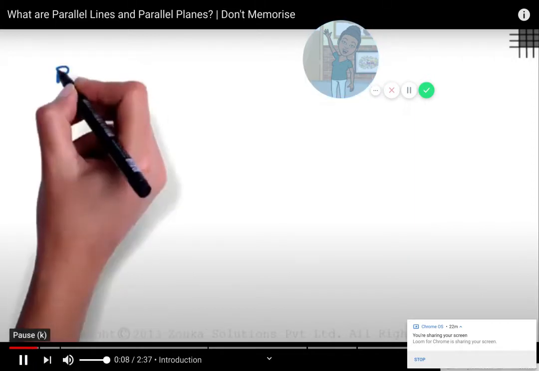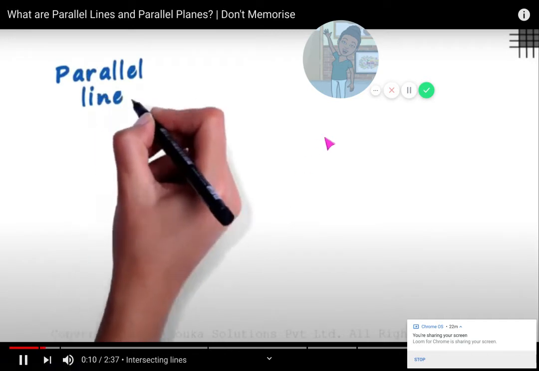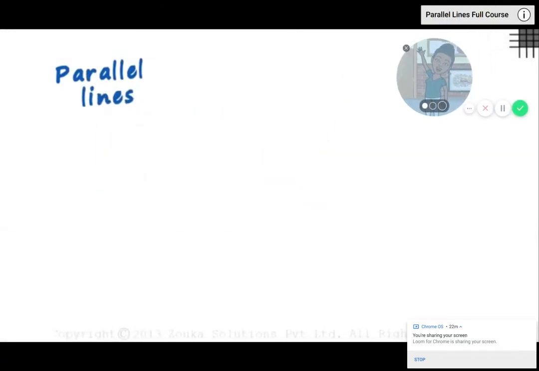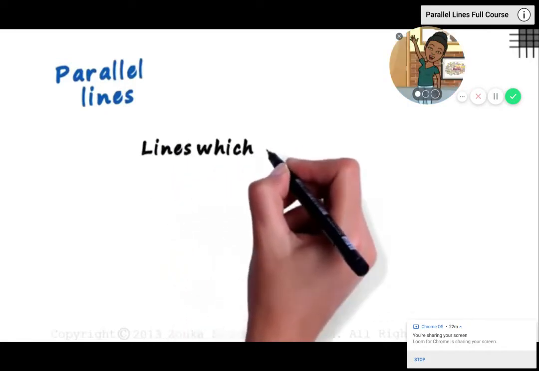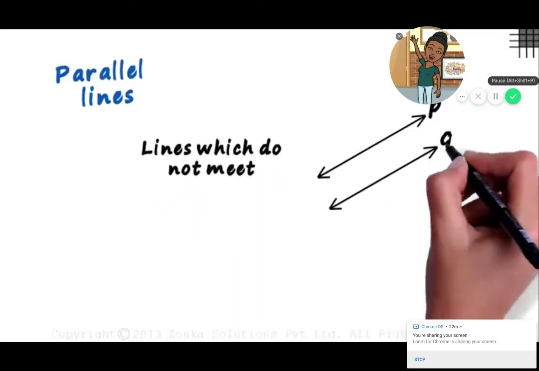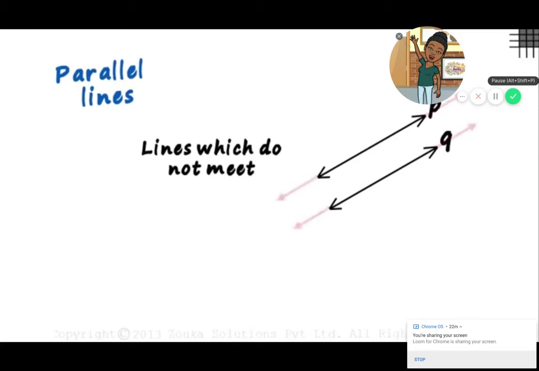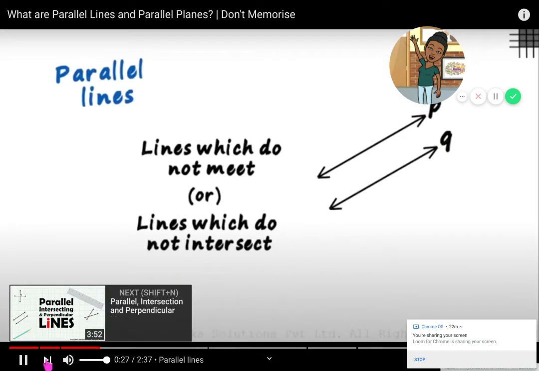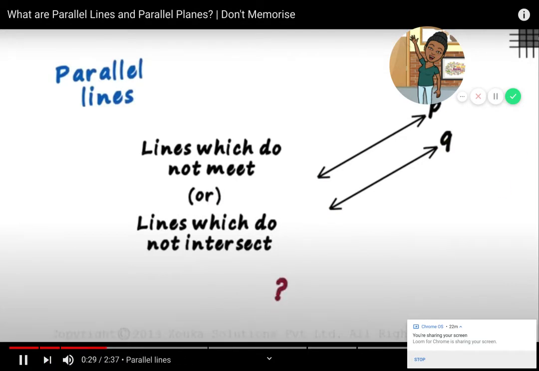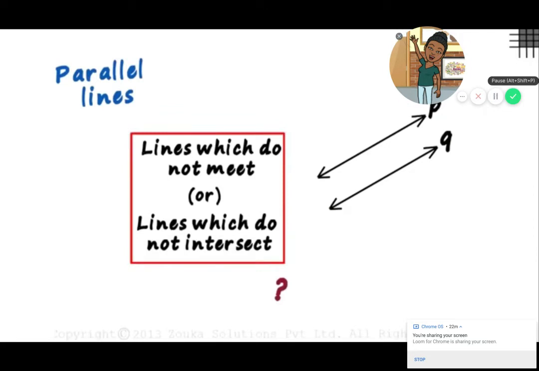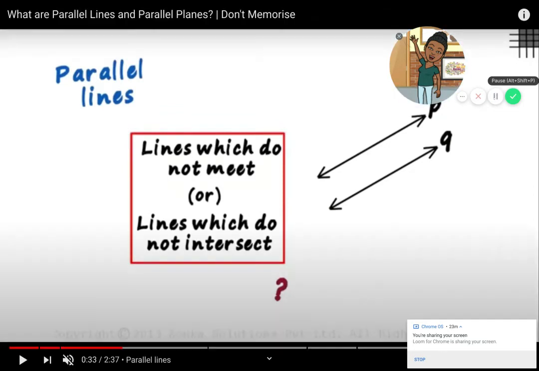How would you define parallel lines? We know that intersecting lines are the lines that meet at a point. So are lines which do not meet parallel? Like line P and line Q here. They don't meet even if they're extended. Or maybe we can call them lines which do not intersect. Are these definitions correct? This is how most of the students define it, and it is not.